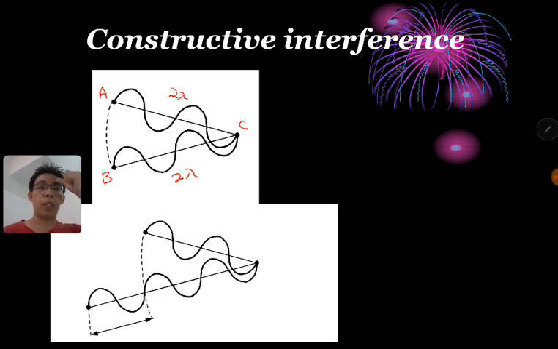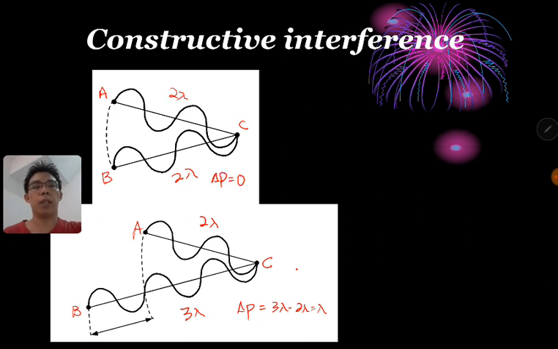If let's say B now move 1 wavelength further behind, so B is here and A is here, C is still here, then we can start counting again. This one is 3 wavelength and this is 2 wavelength. So in this case, the path difference is 3 lambda minus 2 lambda, that's the 1 lambda. So just now is 2 lambda minus 2 lambda, that is 0.